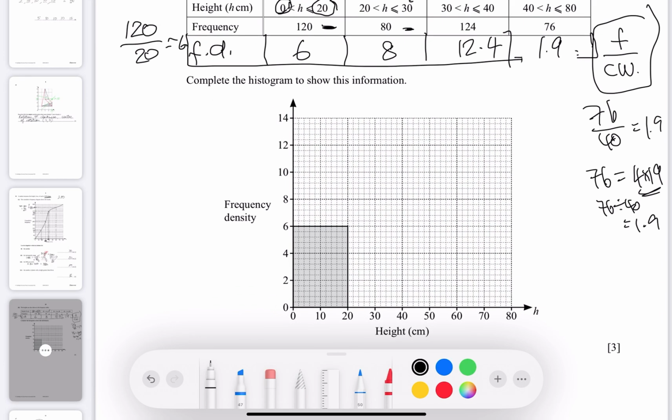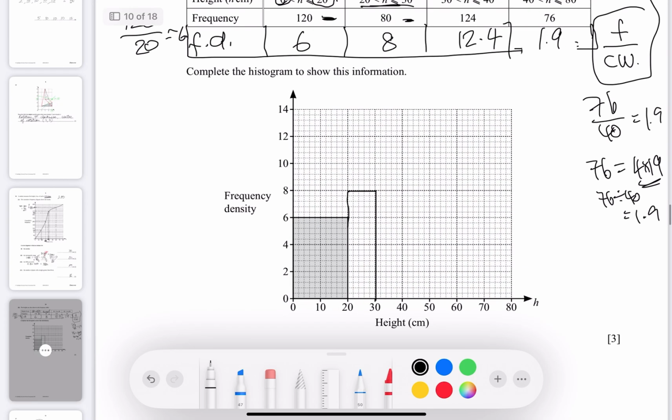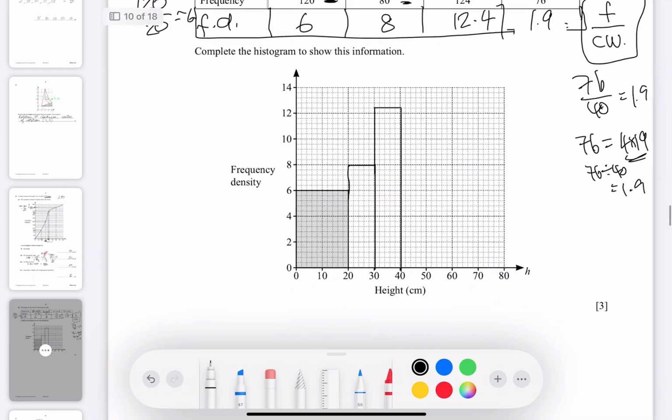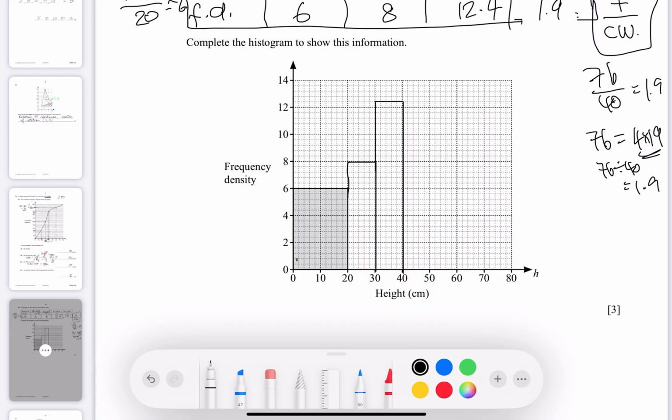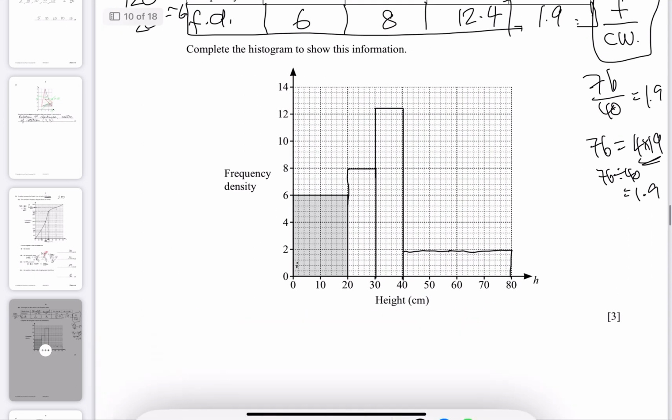And then all we do now is complete the histogram with the frequency density. So for the next one in the range 20 to 30, it goes all the way up to 8. So it would look like that. And then 30 to 40 is 12.4. So that would be that. And then for the range 40 to 80, it's 1.9. 1.9 is around there. And yeah, that's the histogram done. And that's that question done.